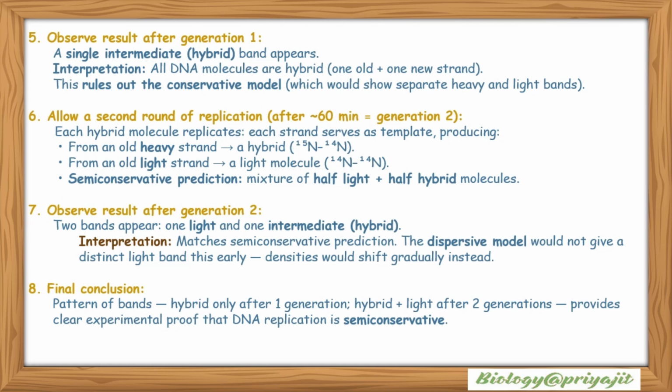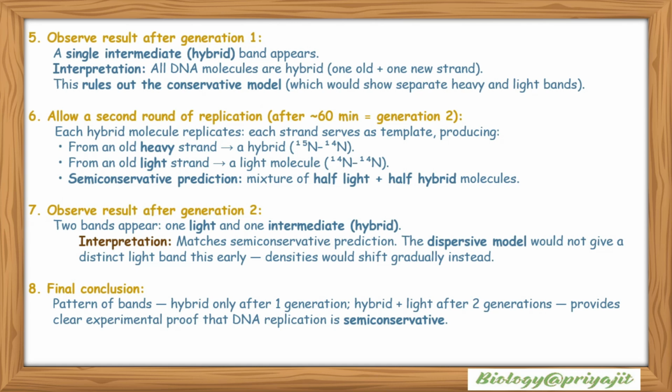Then allow a second round of replication, that is after 60 minutes, equivalent to generation 2. Each hybrid molecule replicates and each strand serves as a template, producing from an old heavy strand a hybrid, that is 15N 14N, and from an old light strand a light molecule, 14N 14N. So the semi-conservative prediction is a mixture of half light and half hybrid molecules.